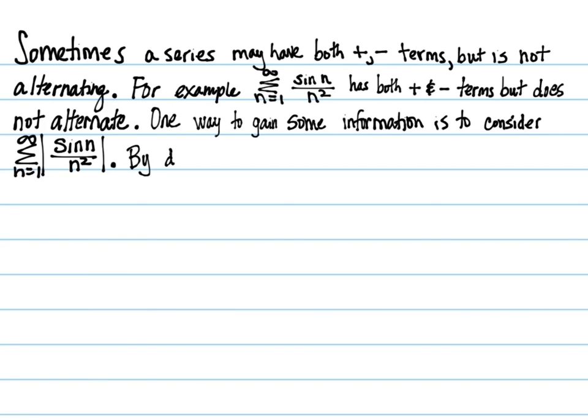By direct comparison, remember that test? We did that a couple days ago. The absolute value of sine of n over n squared would actually be less than or equal to 1 over n squared, right? Because sine goes between positive 1 and negative 1. We've taken the absolute value, so it's certainly less than or equal to 1.